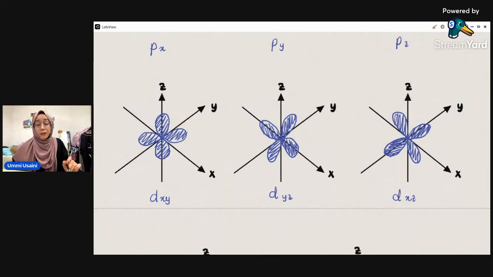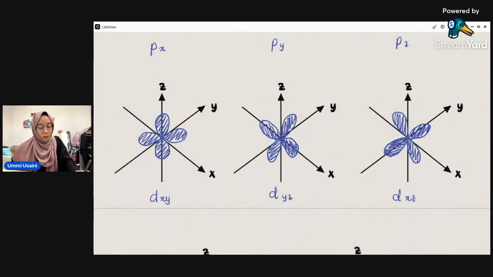Okay, so untuk kita punya orientation yang XY, YZ dengan XZ ni, dia punya orbital tu, yang ni kita panggil sebagai cloverleaf lah. So cloverleaf dia ada 4 petals lah. Okay, dia ada 4 petals. So you can see ada 1, 2, 3, 4. Okay, so cloverleaf with 4 petals kat sini. So untuk yang XY, YZ, XZ, the orbitals, they are between the axis.